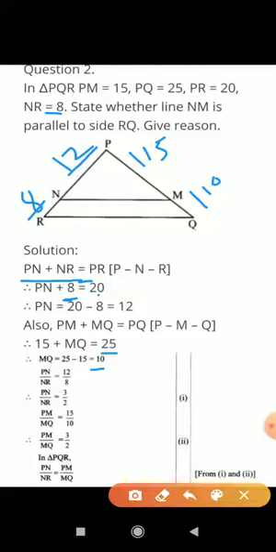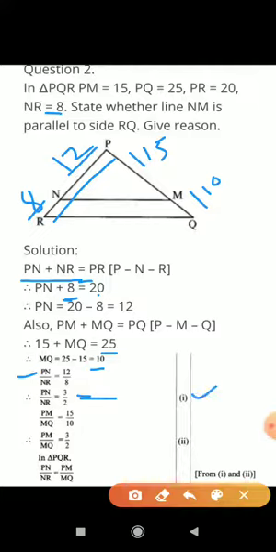Now we have all segments, so we can find a ratio. First find the ratio PN upon NR. PN upon NR is equal to 12 upon 8. Simplify this, so this becomes 3 upon 2. PN upon NR is 3 upon 2, and this is our equation 1.